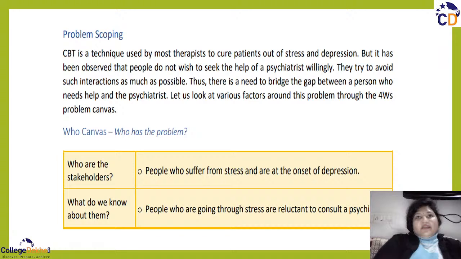So let us apply an AI project cycle to it. The first step I have already discussed, the problem scoping part. So CBT is a technique used by most therapists to cure patients who are facing the problem of stress and depression. But it has been observed that people do not wish to seek help from a psychiatrist willingly, because people think psychiatry is only for when a person feels mad, or the person is mad, then only you go to a psychiatrist.